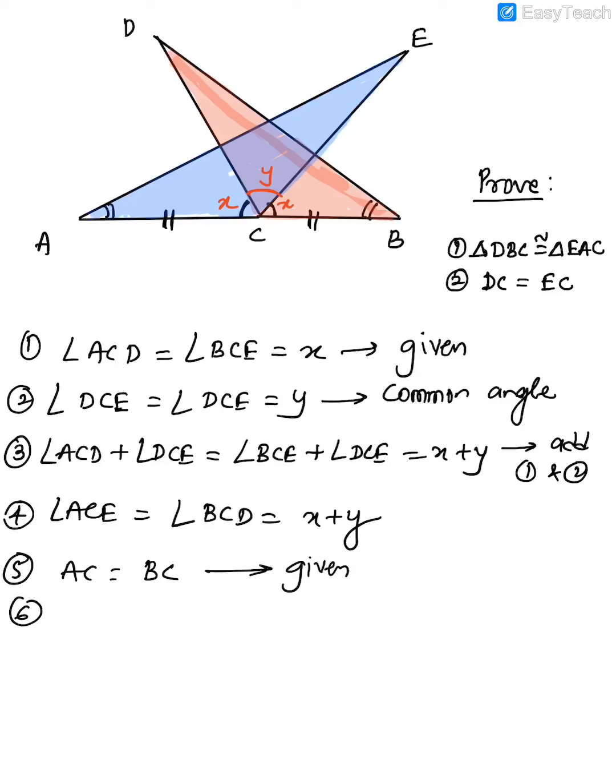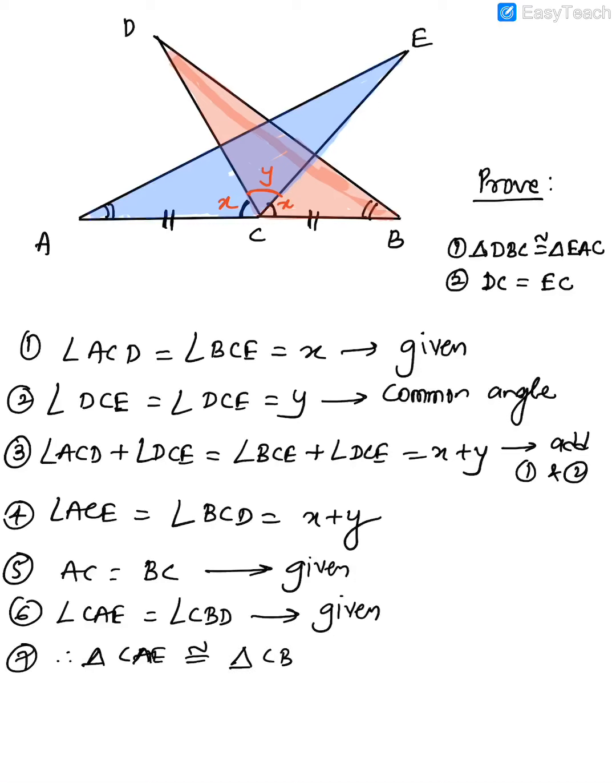Number 6, angle CAE is equal to angle CBD. Reason given. Number 7, therefore triangle CAE is congruent to triangle CBD. What test will it be, guys? It will be angle side angle test.